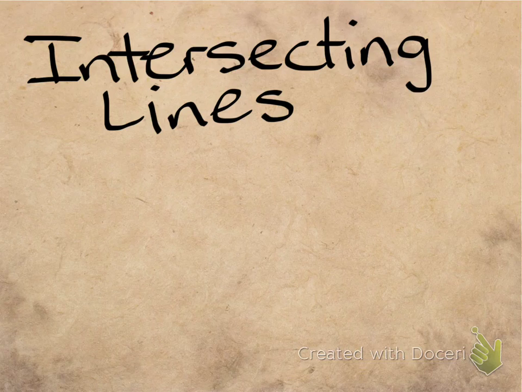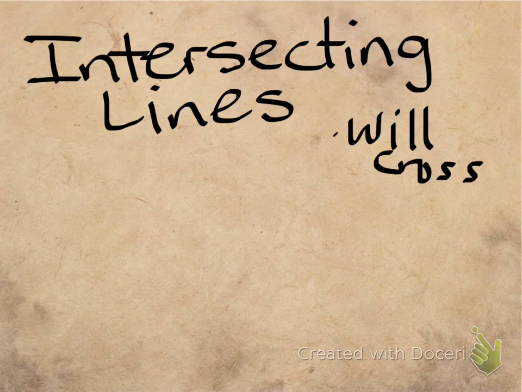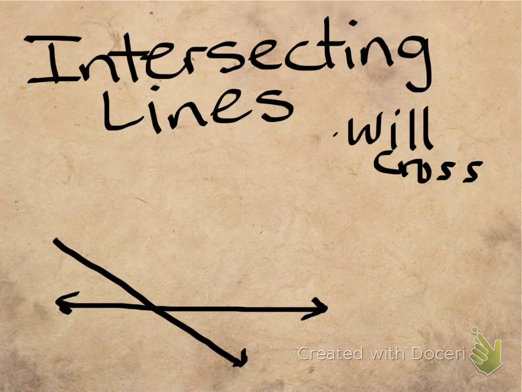Intersecting lines will also cross or touch. My special way of making the most perfect intersecting lines is to start off with a straight horizontal line and then cross it with a diagonal line.